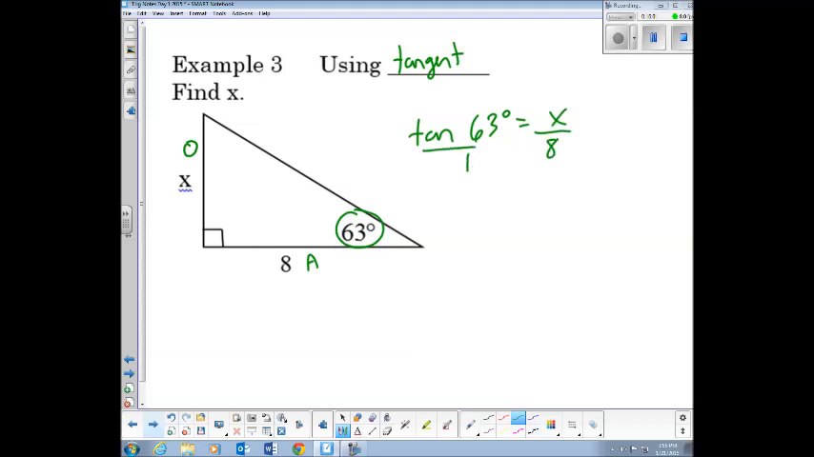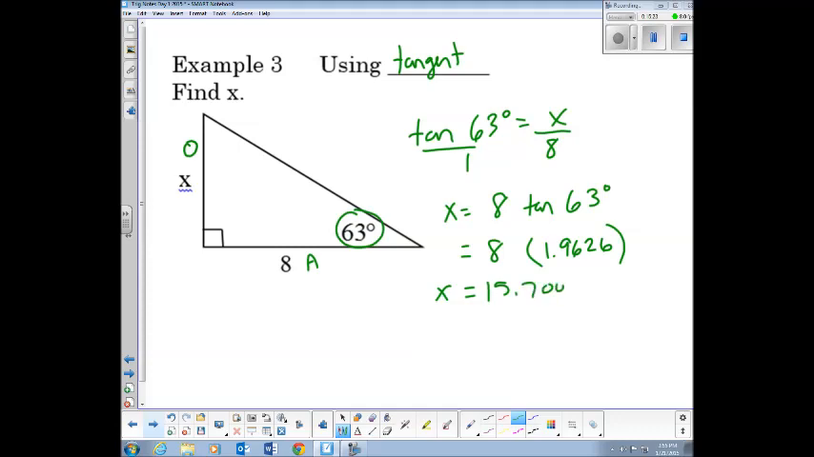Make a proportion, cross multiply. X is equal to 8 times the tangent of 63 degrees. That's 8 times, go look on your chart for the tangent of 63. That's 1.9626. So we multiply these together, and we get x is equal to 15.7008. And that's just one more example, this one using trig, or using tangent.